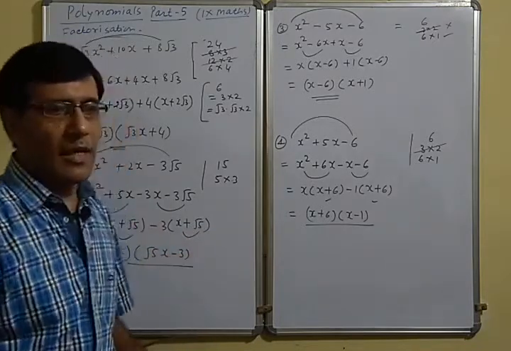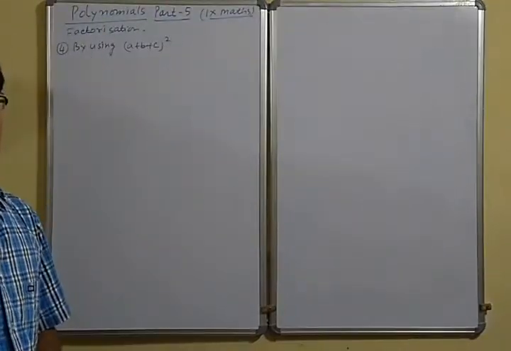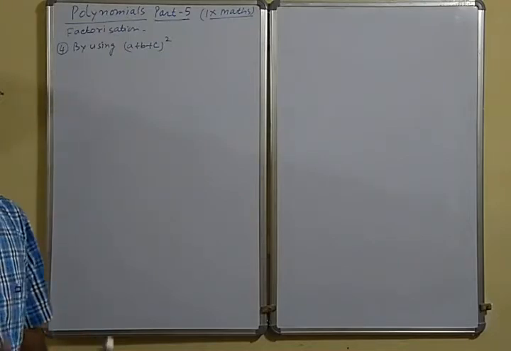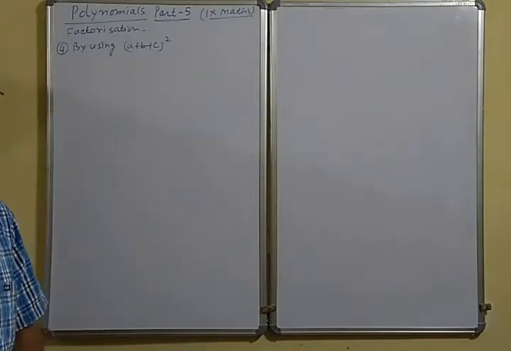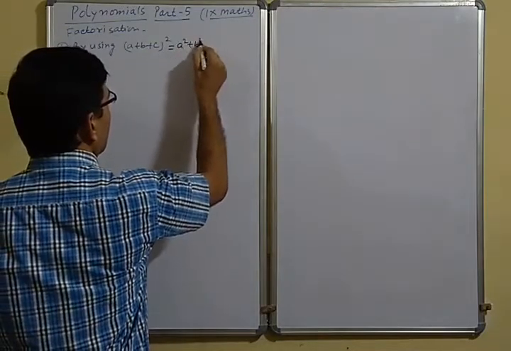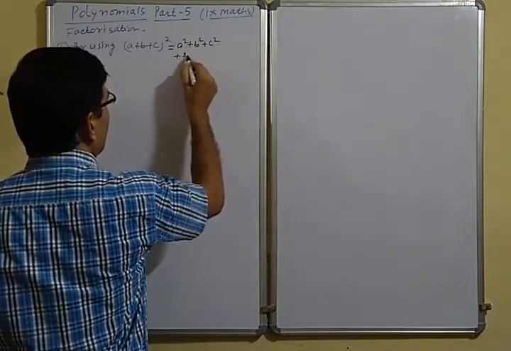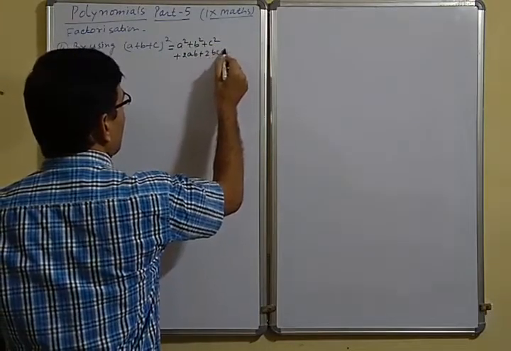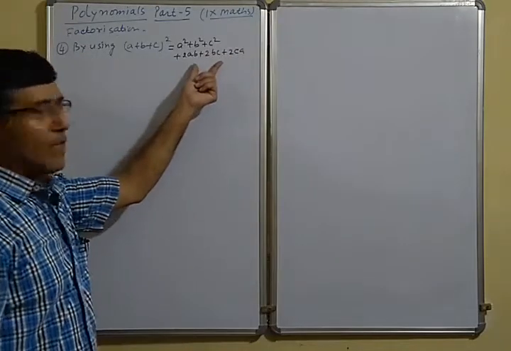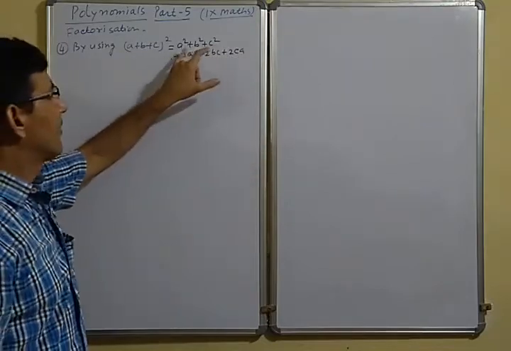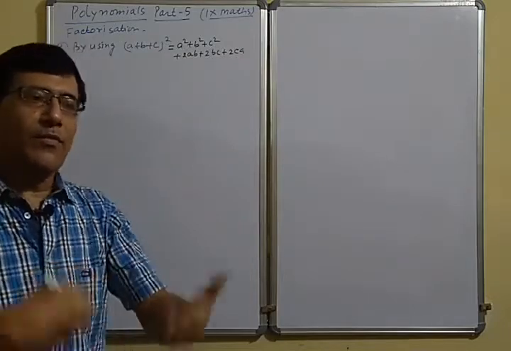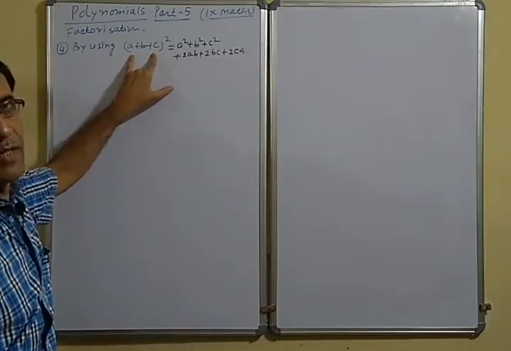Now we will discuss another method of factorization. Let us see factorization by using the identity a plus b plus c whole square. Here we will use this identity to factorize. The expansion of this is a square plus b square plus c square plus 2ab plus 2bc plus 2ca. If any question is given in the form a square plus b square plus c square plus 2ab plus 2bc plus 2ca, we have to factorize it by converting it to the form a plus b plus c whole square.